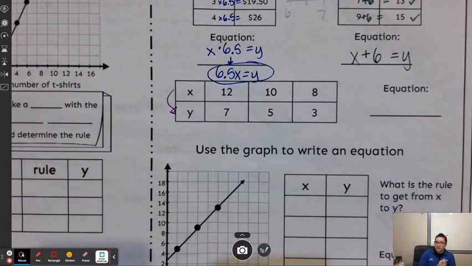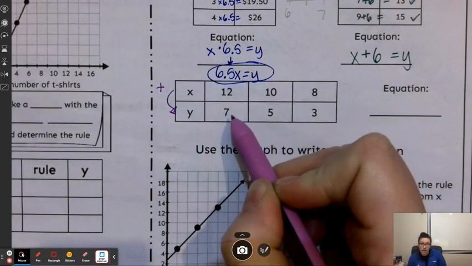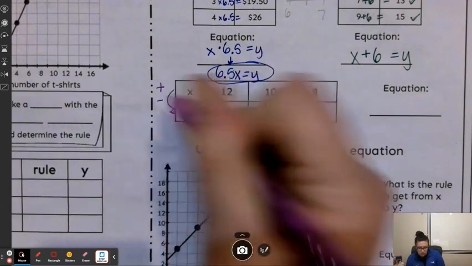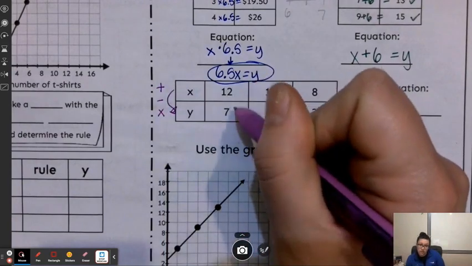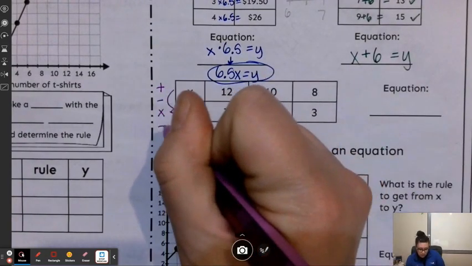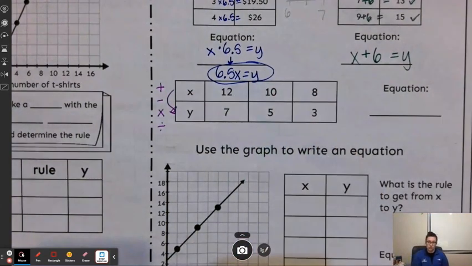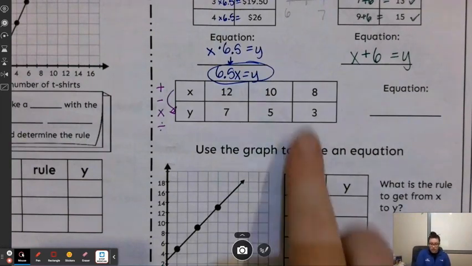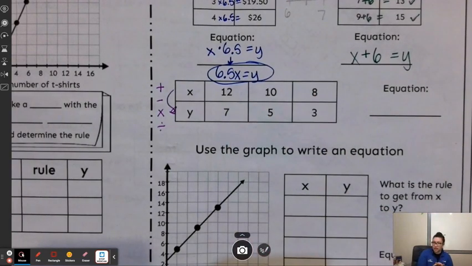I want you guys to try pausing the video and doing this one on your own. Think, are you going to add to go from your x to your y? Are you subtracting to go from your x to your y? Are you multiplying to go from your x to your y? Or are you dividing to go from your x to the y? And see, is that same thing true all the way through? Pause the video, try to find the pattern first. Once you've found the pattern, play it back so we can check to make sure you're right before you write the equation. Good luck. Try your best. Raise your hand if you have any questions.